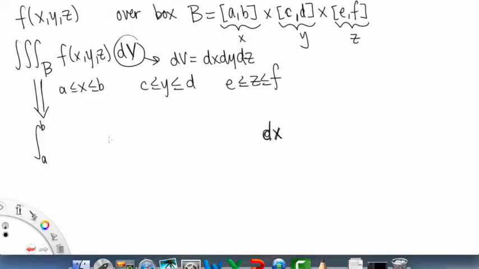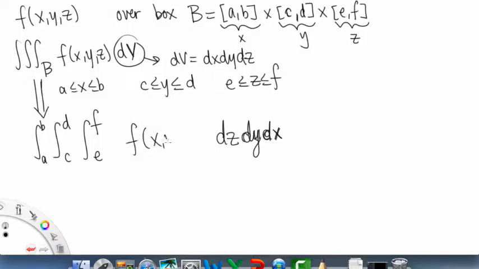And then I'm going to work my way in. So then next I'll list the y stuff. So then we have c and d, and then dy goes here. So that'll be like our middle variable, kind of. And then we have our z finally. So like that, right? And dz is the innermost. And then in here we, of course, have our f of x, comma y, comma z. Okay? So that's how you would set that up.